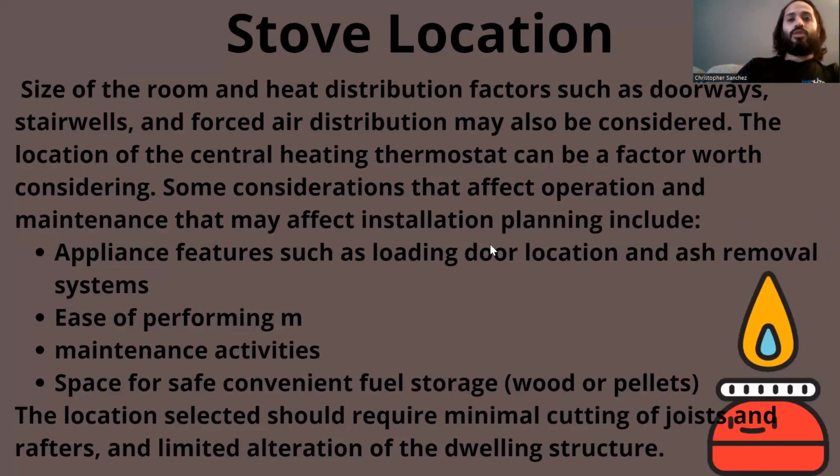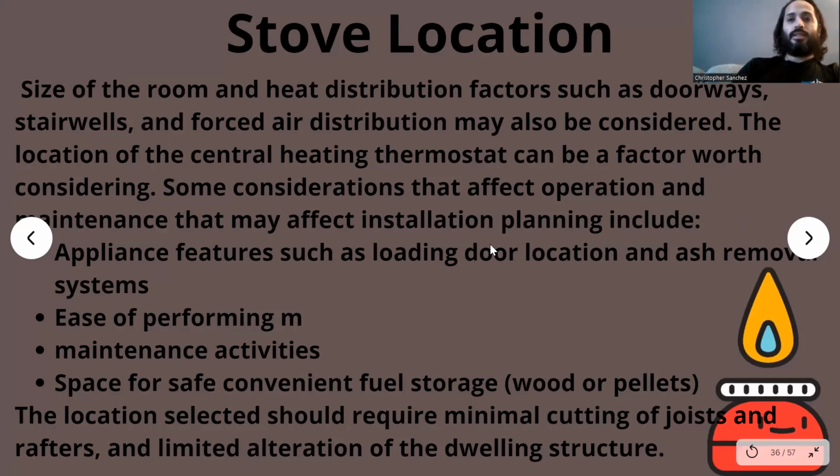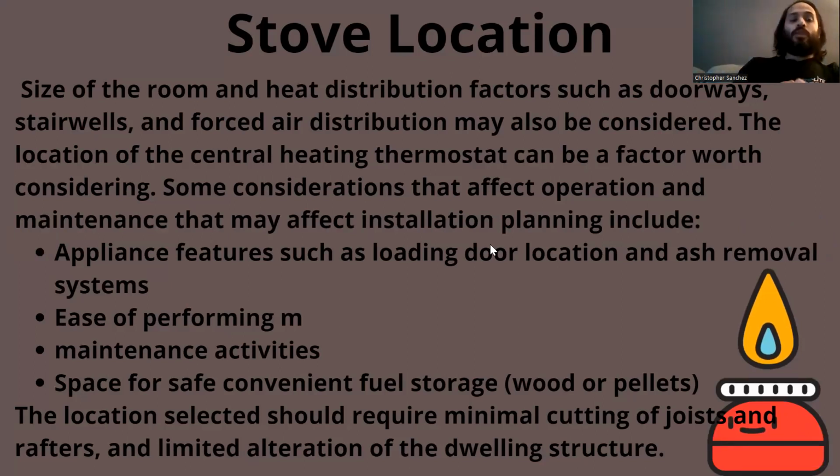Size of the room and heat distribution factors such as doorways, stairwells, and forced air distribution may also be considered. The location of the central heating thermostat can be a factor worth considering. Some considerations that affect operation and maintenance that may affect installation planning include appliance features such as loading door location, ash removal systems, ease of performing maintenance activities, and space for safe, convenient fuel storage, wood or pellets. The location selected should require minimal cutting of joists and rafters and limited alteration in the dwelling structure.